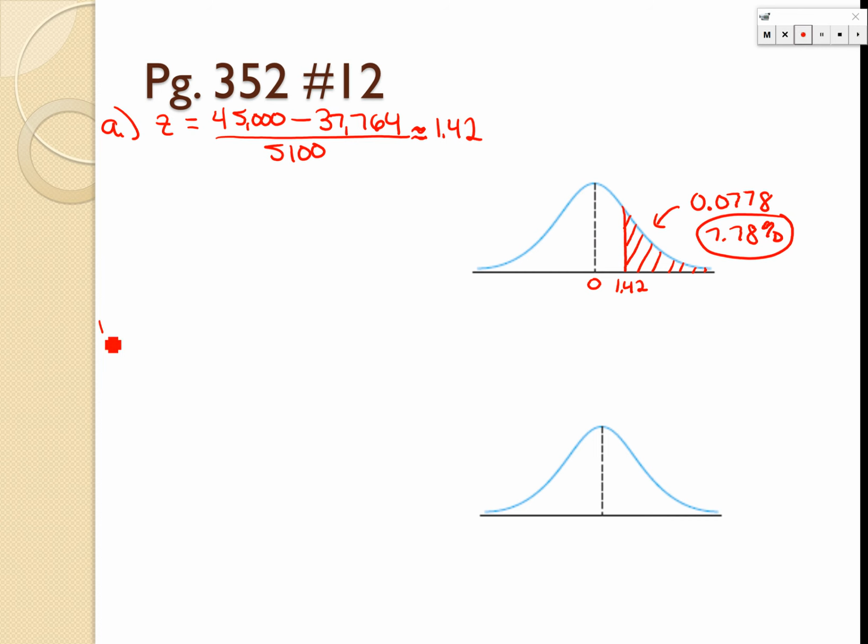Now, letter B. Letter B says, for a sample of 75 teachers, what's the probability that the sample mean is greater than $38,000? So now letter B is talking about a sample of 75 teachers, and it wants to know the probability of something dealing with a sample mean. So there's how you know what's the difference between what we're doing in letter A, which is what we've been working on, and the new stuff, which is what letter B is focusing on.